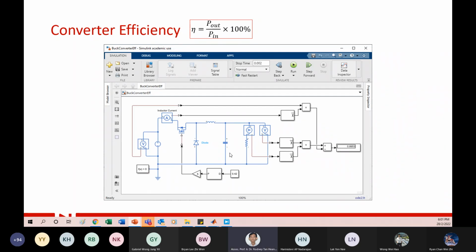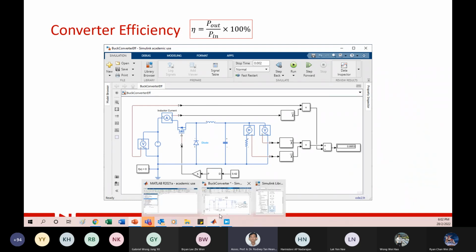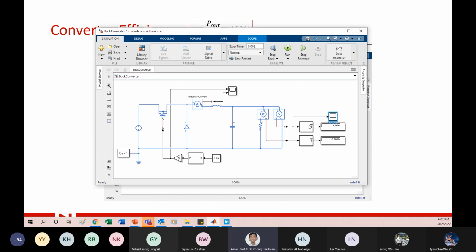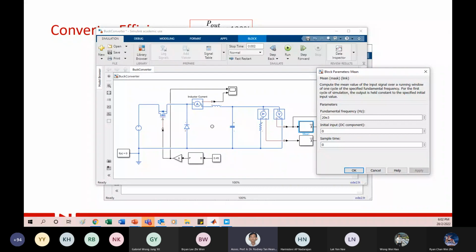So you can see by just simple changing of this, you can actually improve it. Remember the average block here, right? It has to be your switching frequency. You cannot put like 50 hertz. Like this one, the average, the mean, you have to put 20. It depends on your switching frequency.